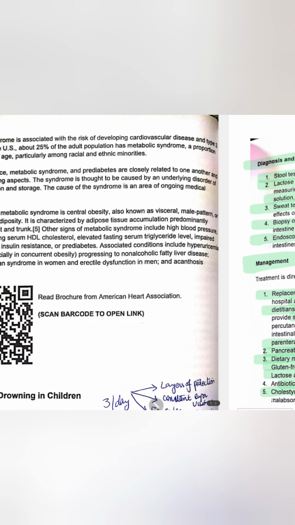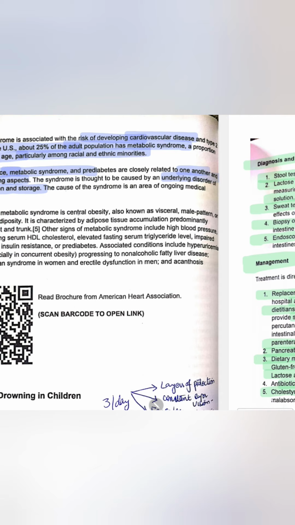The metabolic syndrome is associated with the risk of developing cardiovascular disease. In the US, about 25% of the adult population has the metabolic syndrome. The proportion is increasing with age, particularly among racial and ethnic minorities. Insulin resistance, metabolic syndrome, and pre-diabetes are closely related to one another and have overlapping aspects. The syndrome is thought to be caused by underlying disorders of energy utilization and storage. The cause of the syndrome is an area of ongoing medical research.